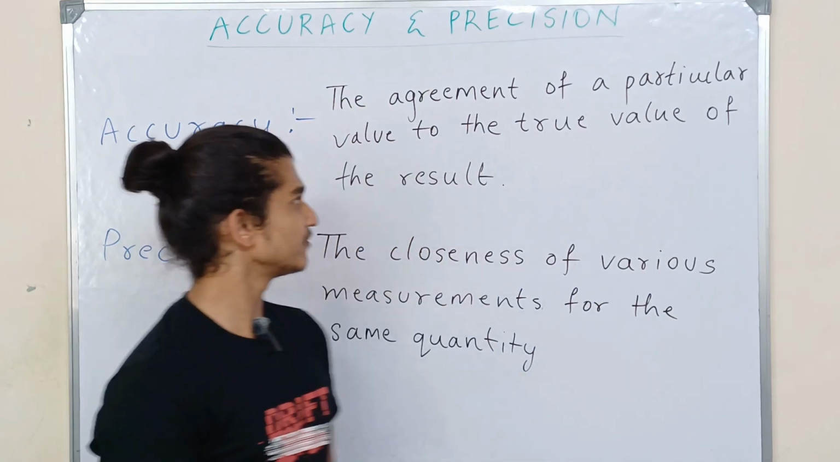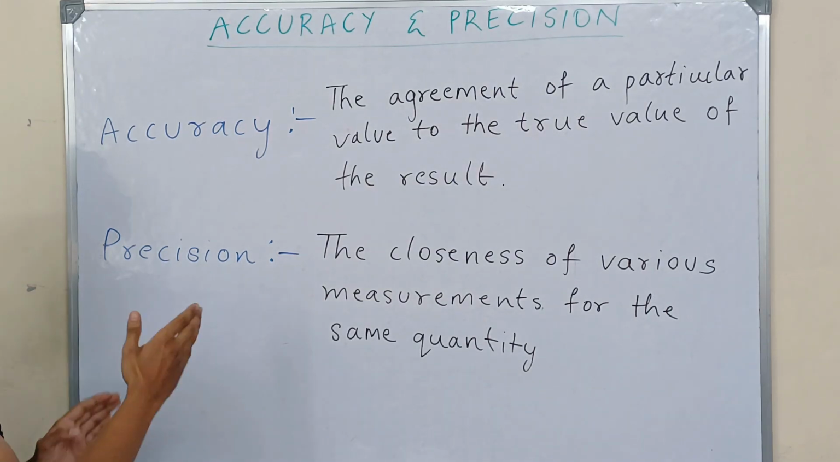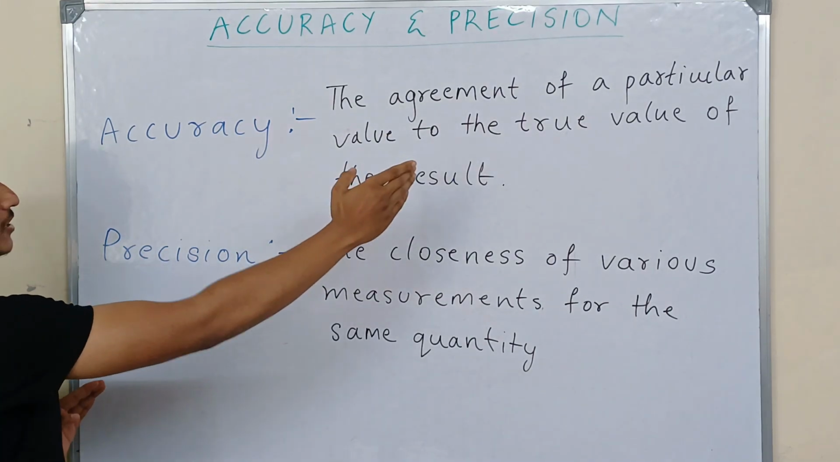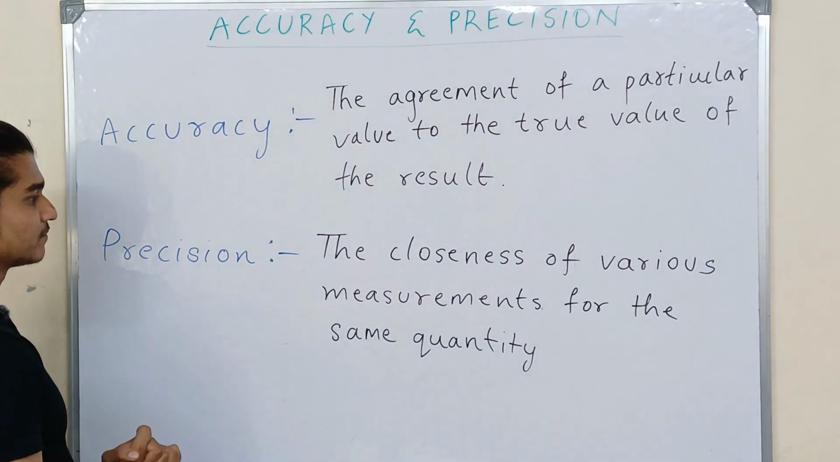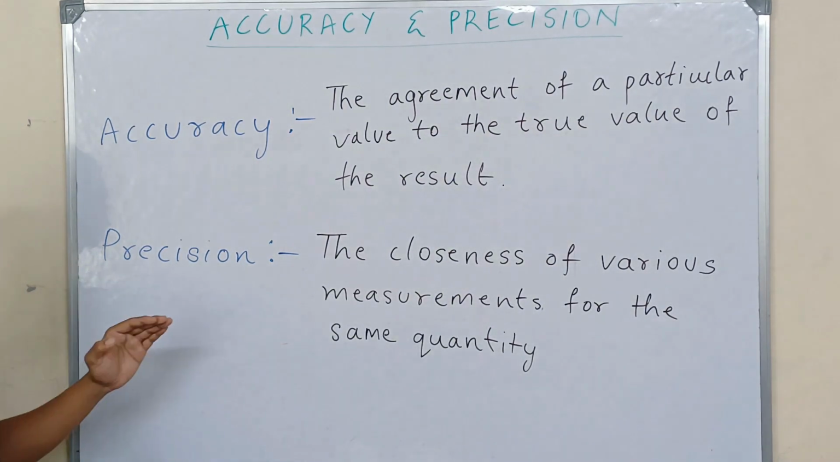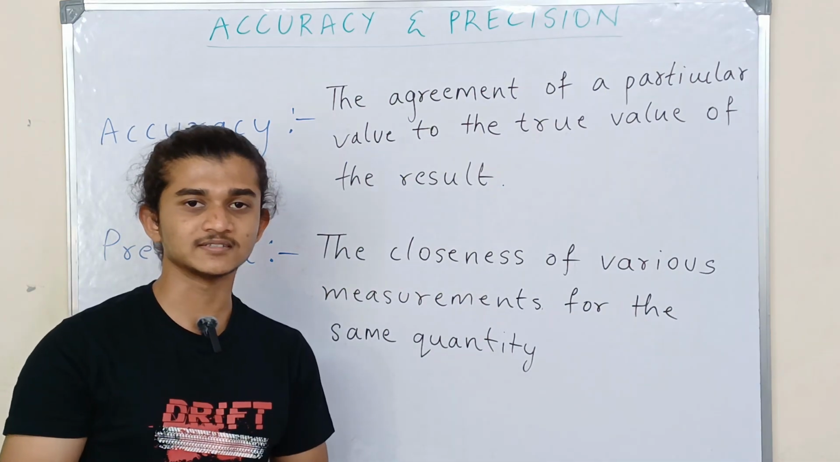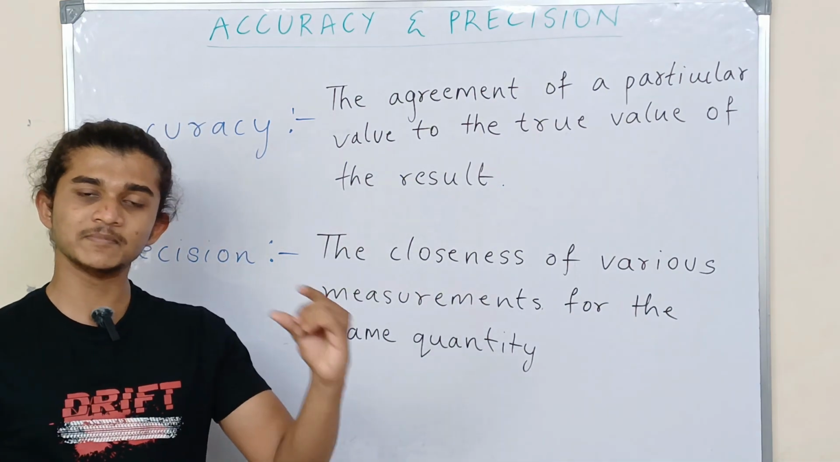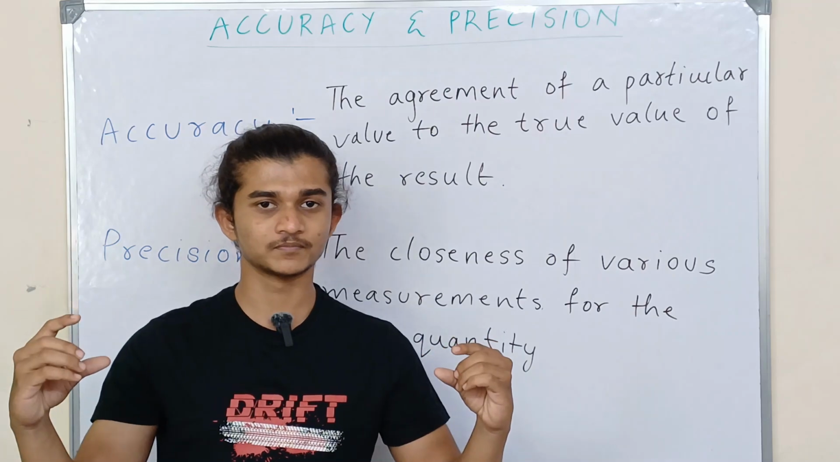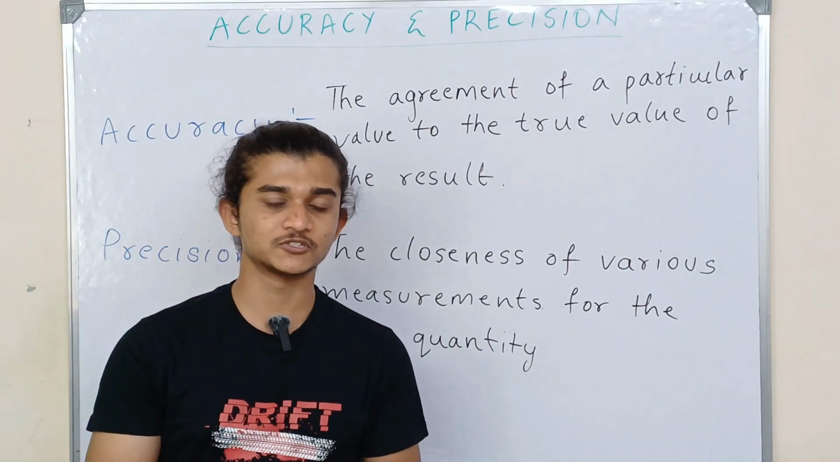Behind me is the definition of accuracy as well as precision. Accuracy is the agreement of a particular value to the true value of the result, whereas precision is the closeness of various measurements of the same quantity. So basically, accuracy says how close your experimental value is to the true value, whereas precision says how close your experimental values are to each other.